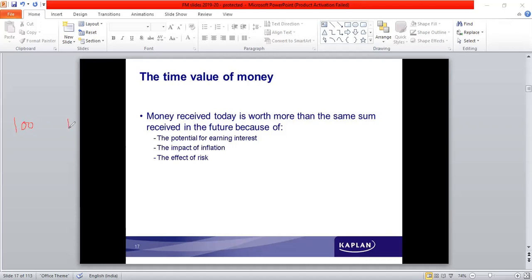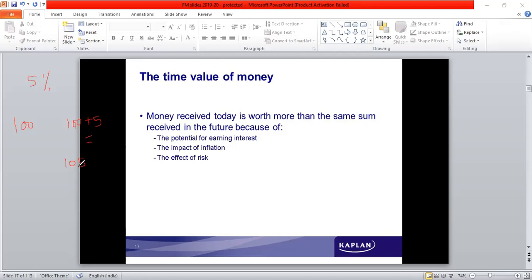If you put this 100 rupees in a bank, and the bank rate is, for example, 5%, then the balance in the bank will be 100 plus 5% of 100, so 5 will be added, and this will be a value of 105. The same 100 as of today, by the time one time period passes, appears in the account as 105. This is the potential for earning interest.